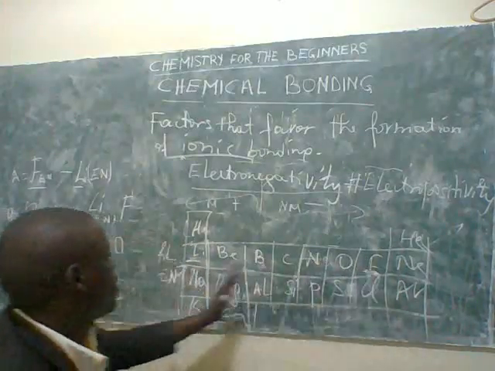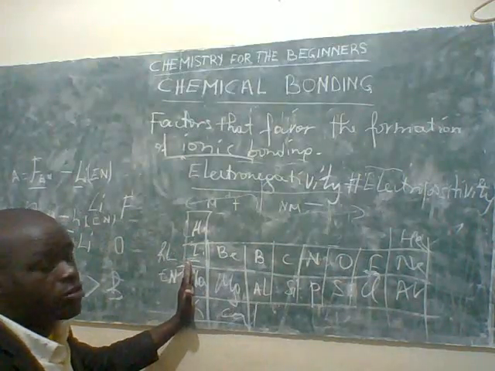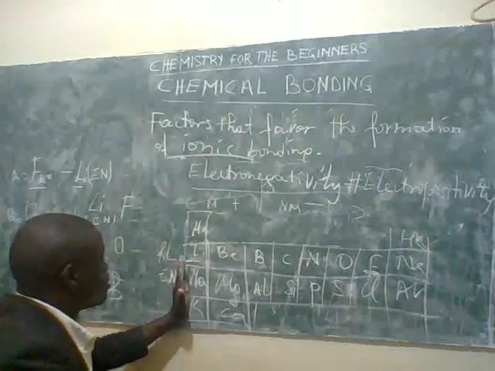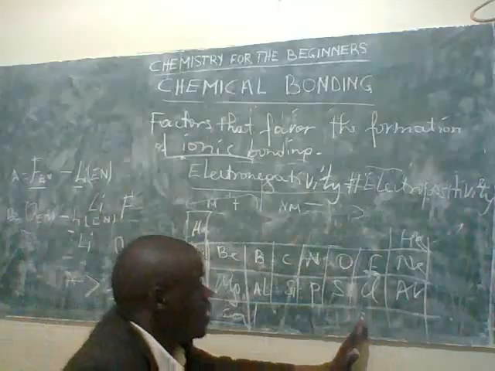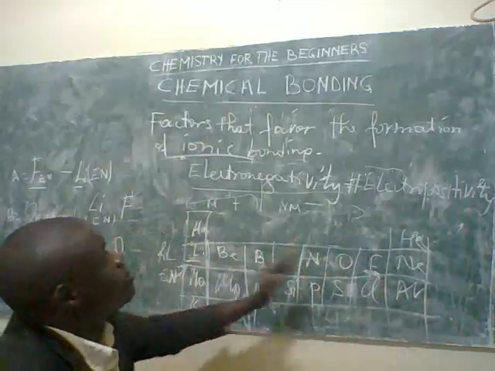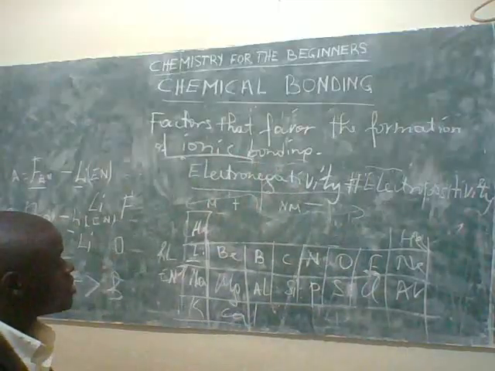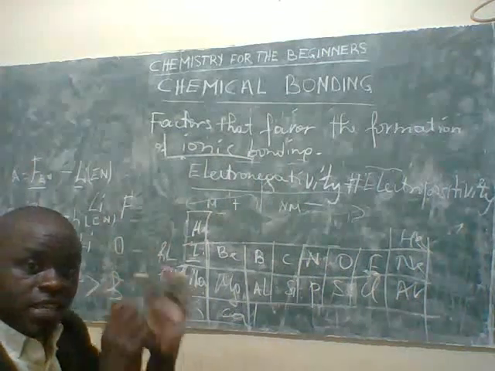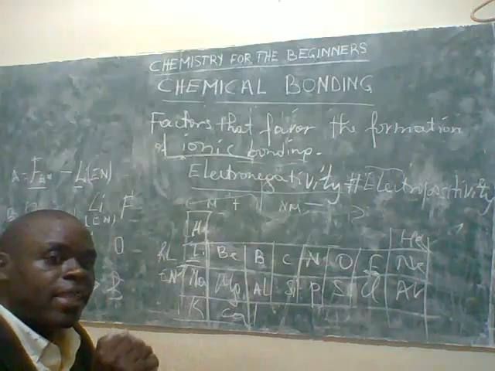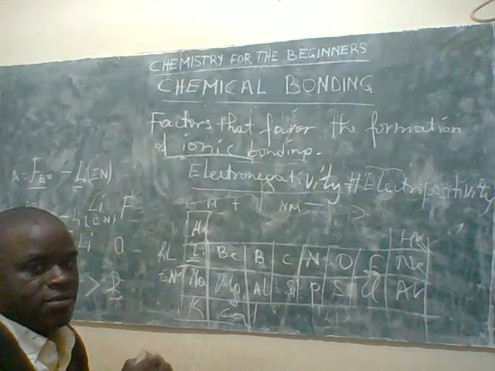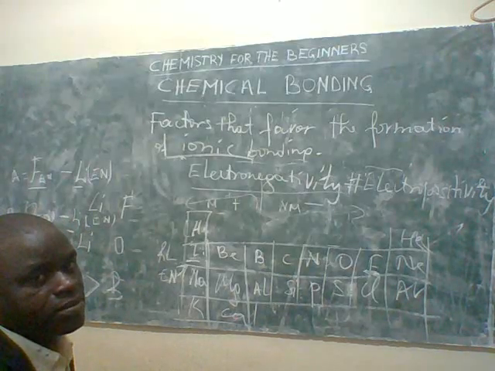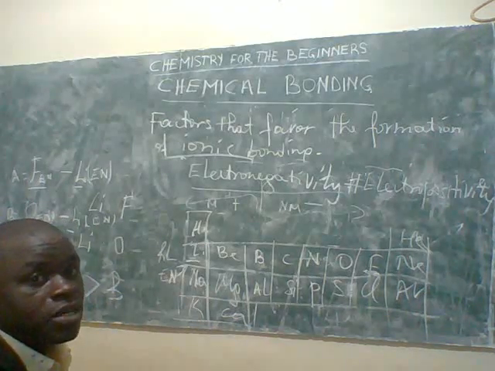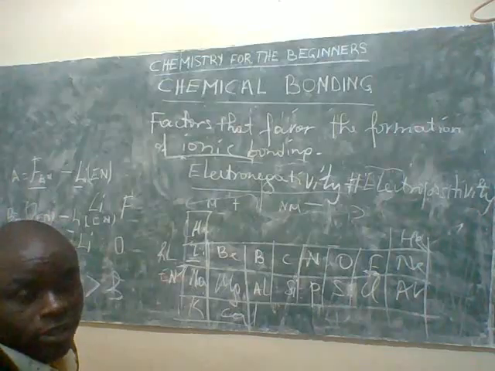So this one is the lowest in electronegativity, and this is the highest in electronegativity. This family and this family, when they react, produce an ionic bond because they have a very big difference in their electronegativity. That's what I can tell you. So try to think hard to make sure you understand this concept.